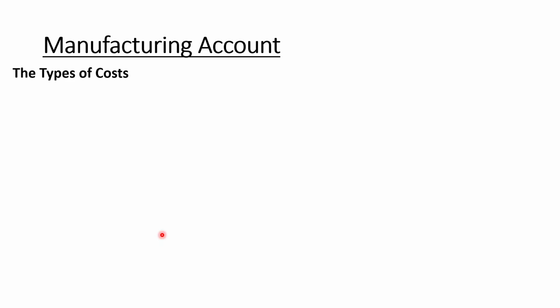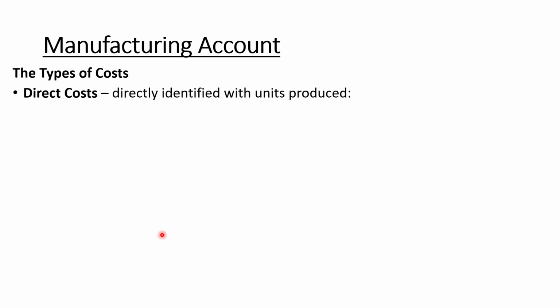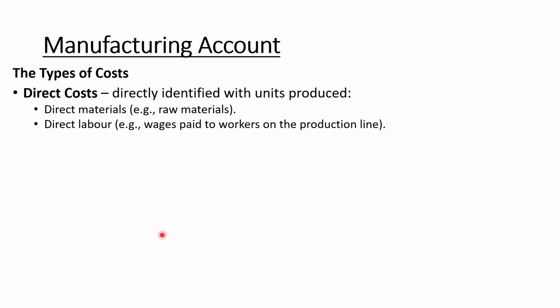The types of cost include direct cost, which directly identifies with units produced. So there are two types of cost: direct cost and indirect cost. Direct cost identifies with units produced, such as the timber you are using to make the chairs. At the end of the day, when you have a chair, you'll be able to see that the cost went here. Direct costs also include direct labor, people who are involved in making chairs. The amount of money you pay the workers is direct labor.